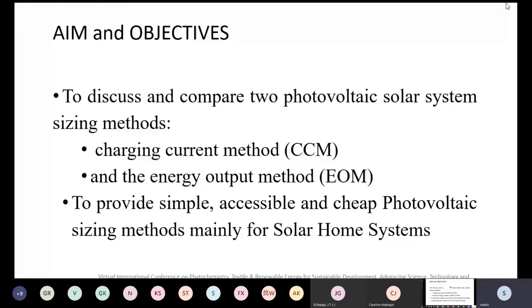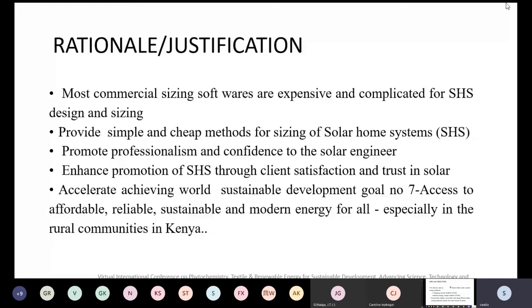So why is it important? Because most commercial sizing software is expensive and complicated for solar home sizing design. It provides simple and cheap methods for sizing of solar systems. When applied, this will develop confidence and professionalism in solar engineers when they are installing the solar. And definitely, when the client is satisfied, it will enhance the promotion of solar uptake in the country.